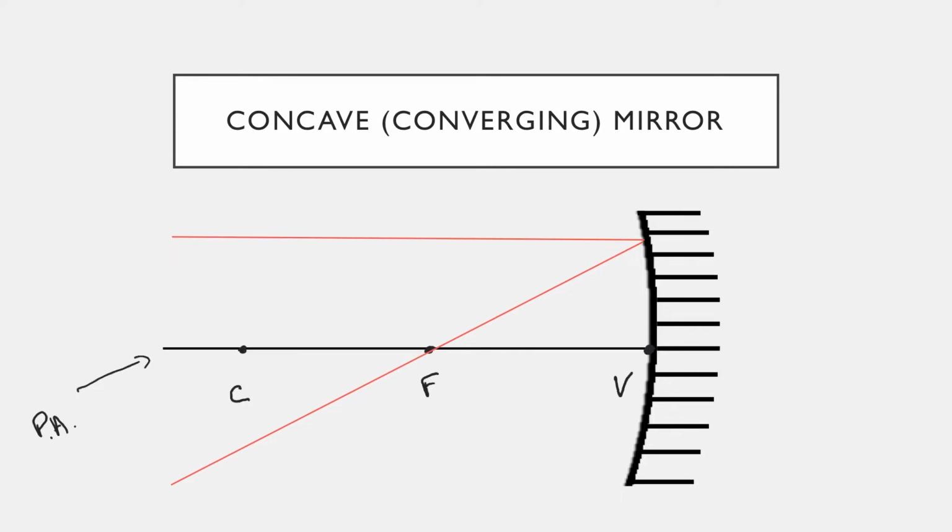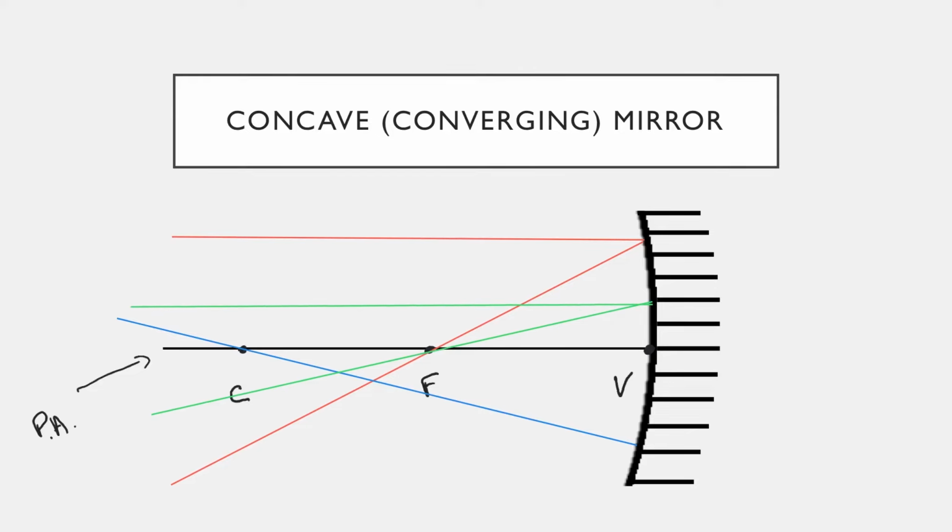Our second rule is that any light that passes through C, the center of curvature, is going to reflect right back on itself. So we would draw just one line like that because the light is going to bounce off of the mirror and go exactly back on the same route that it took to come in. The third rule is any light that passes through F is going to come back parallel to the principal axis.